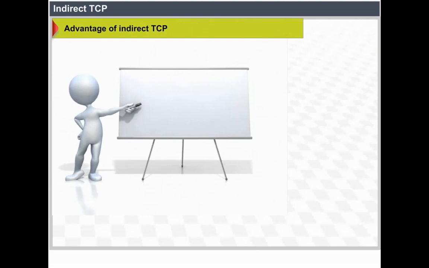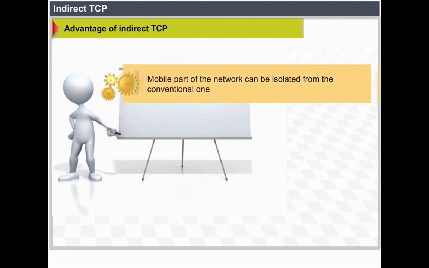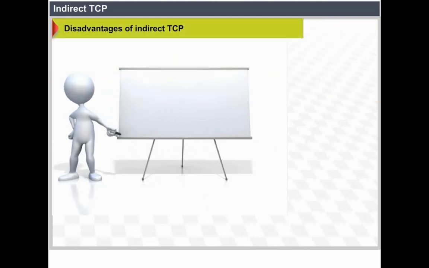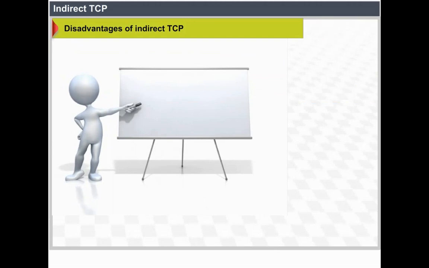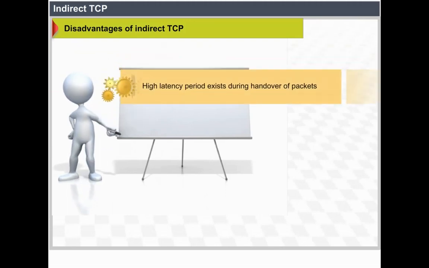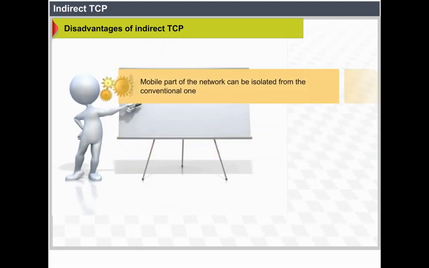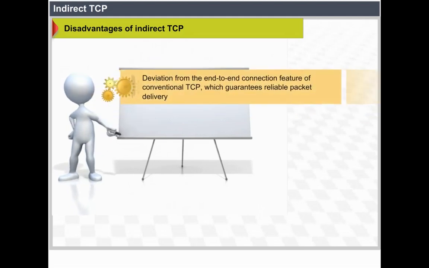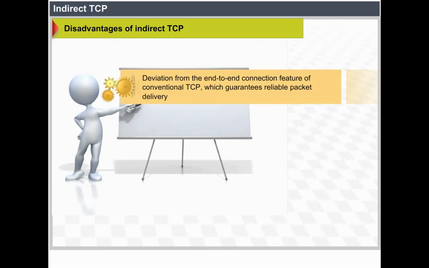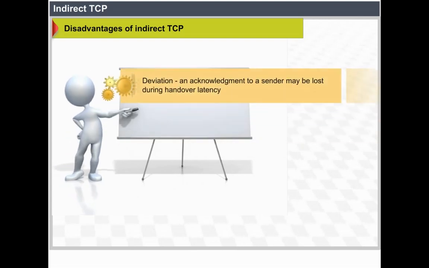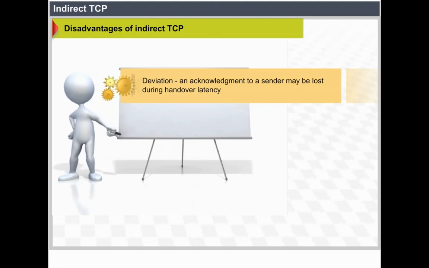Advantage of indirect TCP. The mobile part of the network is isolated from the conventional network. No change is required in the existing TCP network. Disadvantages of indirect TCP. High latency period during handover of packets. Possible loss of data at the base. Deviation from the end-to-end connection feature of conventional TCP, which guarantees reliable packet delivery. An acknowledgement to a sender may be lost during handover latency.